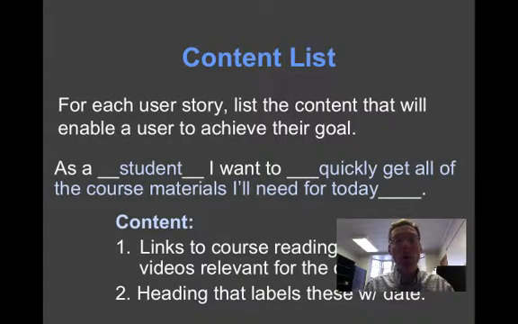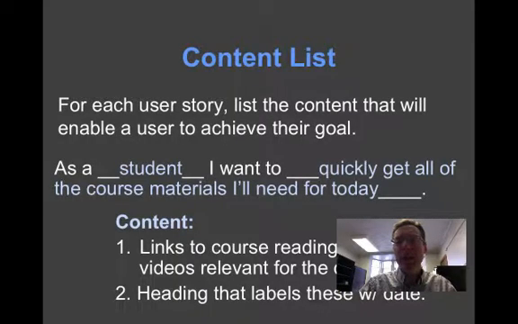So if we start with the goal, as a student, I want to quickly get all the course materials I'll need for today, I might have a couple of items on that content list, like links to course readings, slides, or videos relevant for the day, so those links should be there. Importantly, I also need a signpost or something to indicate that these are the fresh material. You'll see why when we start to zoom out and look at the other content that's going to live on the page. So I also want number 2 there, which is a heading that labels these with the date, or with some indication that, oh yeah, this is the material we're going to need for today.